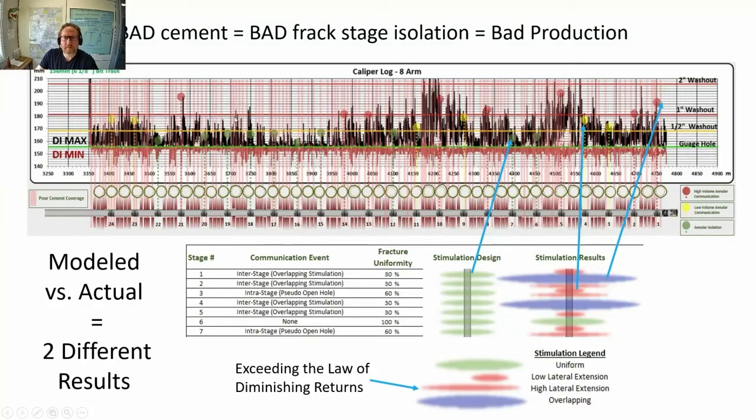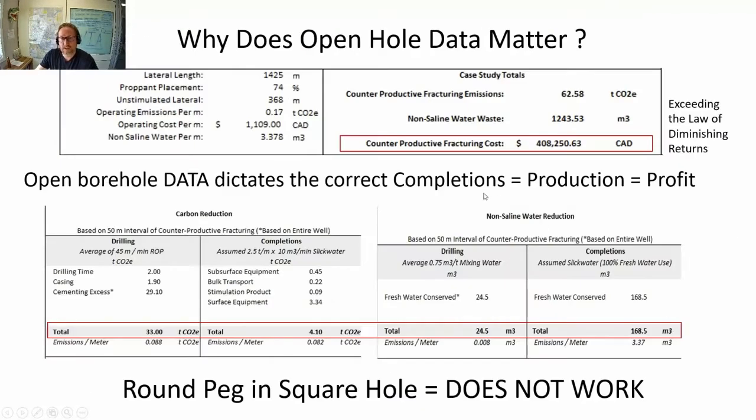So this is what happens if you have a bad cement job: you get bad frac stage isolation, you get bad production. So the problem is what we think we're getting and what we actually get are two very different results. And the problem is our actuals are exceeding the law of diminishing returns and we're actually wasting a significant amount of money. So the open hole data actually tells us what we're supposed to do in our completion assembly. If we don't, we could waste up to $400,000 and that's not helping our production or profit.